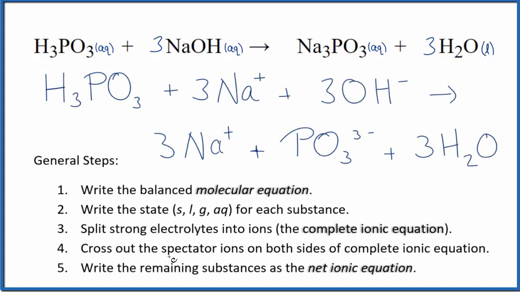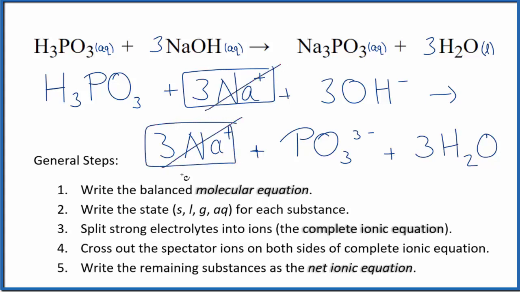At this point, we can cross out spectator ions. They're on both sides. So in the reactants, I see 3 sodium ions. Again, in the products here on the bottom, 3 sodium ions. Cross those out, but everything else is unique. So this is the net ionic equation for H3PO3 plus NaOH.